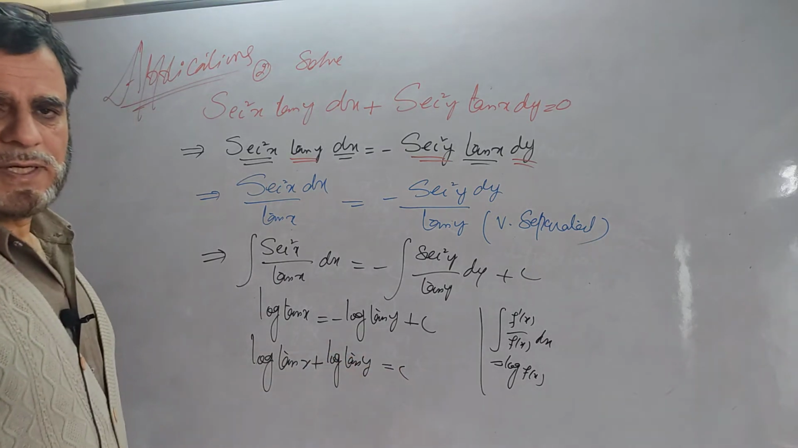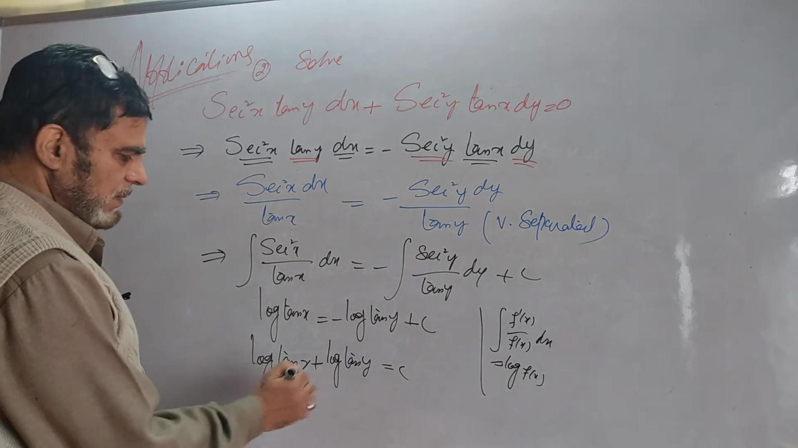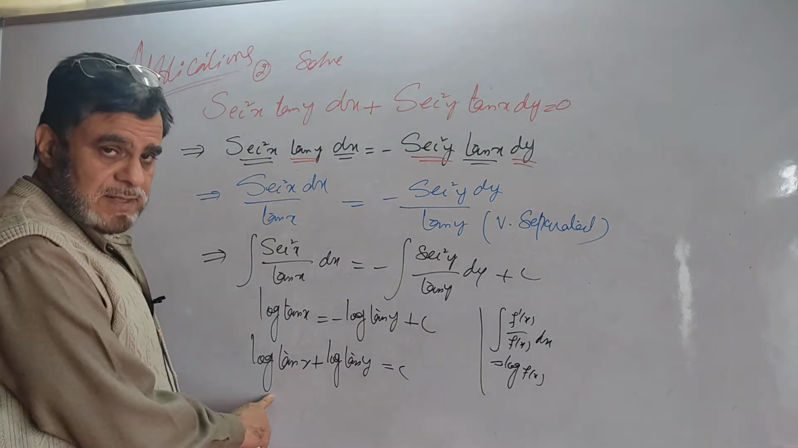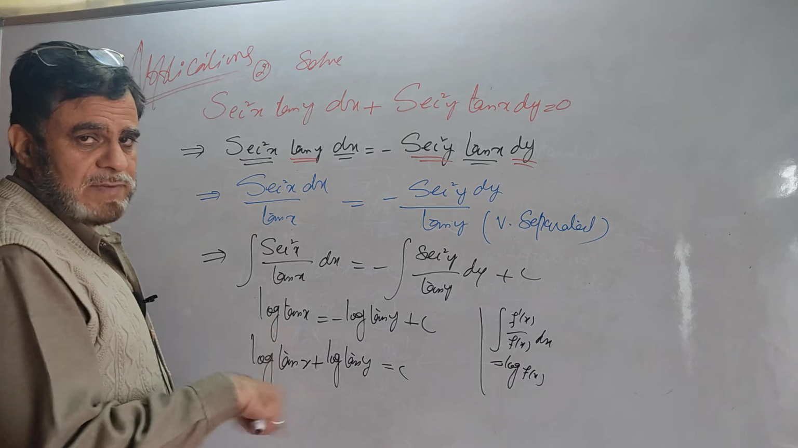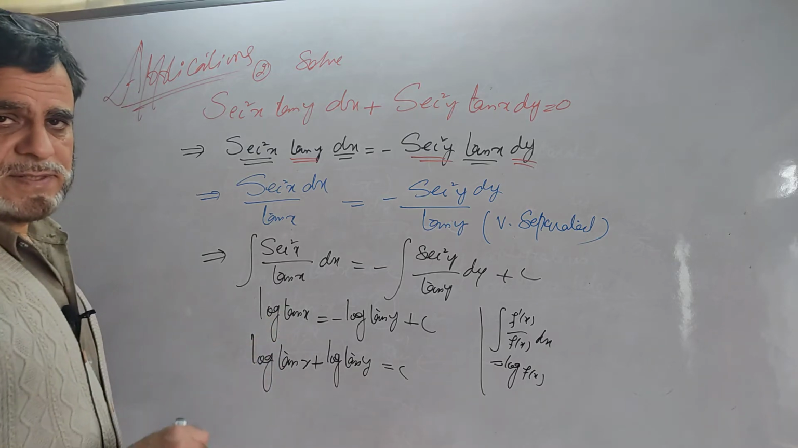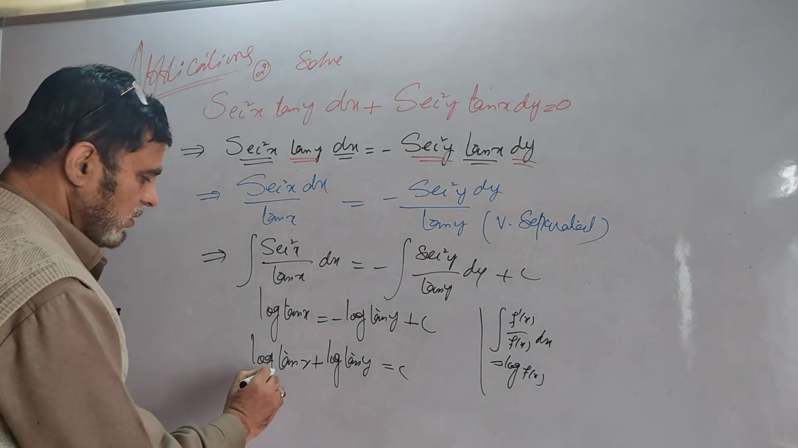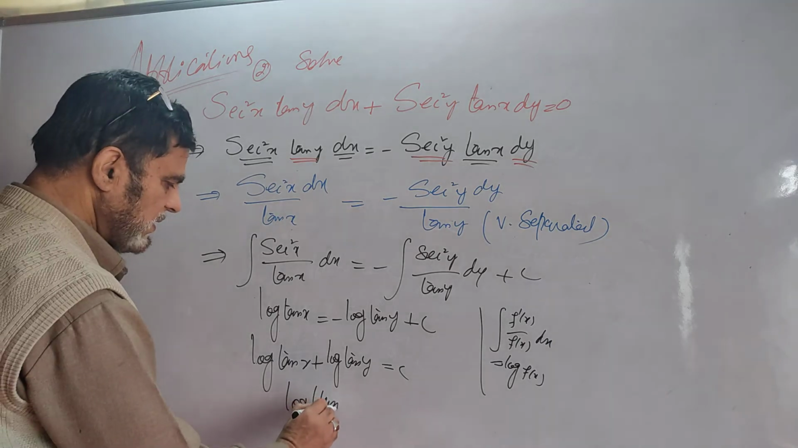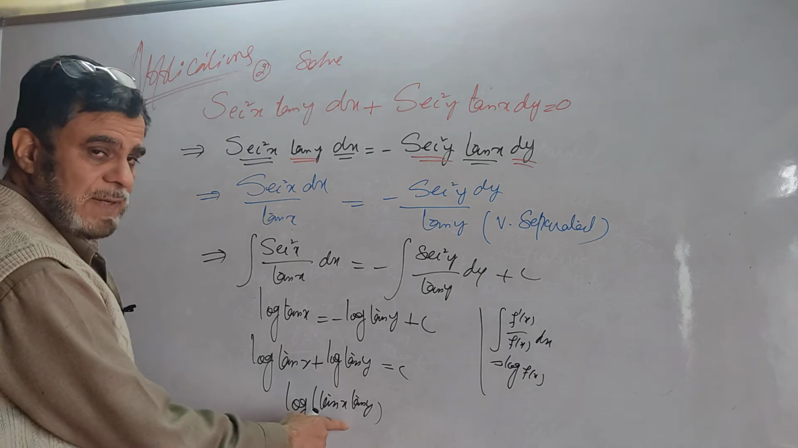Do you follow? I am just taking the log terms on one side. This is log m plus log n. It has base e, understand? Because in calculus we usually take base e. If it is not base e, then we try to get the base e, then differentiation. So when we differentiate this, base is e. Log of m plus log of n is log of mn. This is log of tan x tan y.